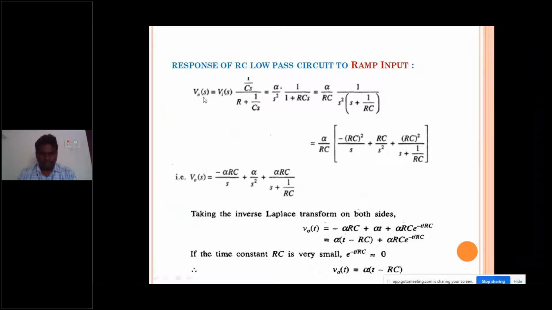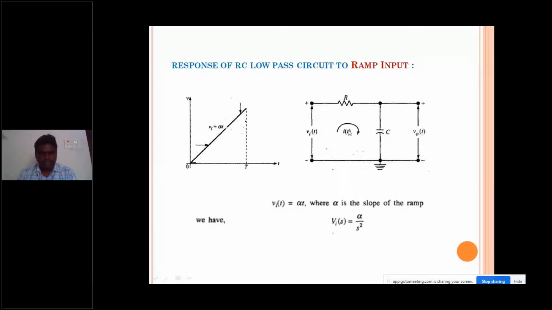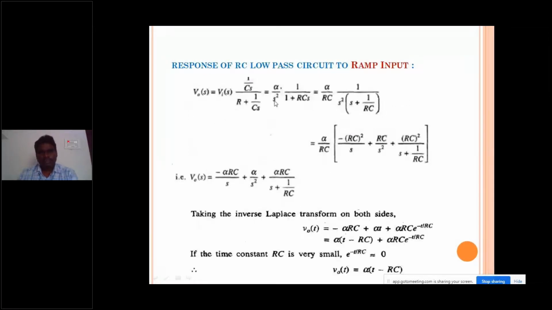The output voltage is equal to the input voltage into the transfer function, since I'm measuring the voltage across the capacitor, so I will write the formula like this in the Laplace transform. If I substitute the input voltage Vi of S, we'll get it like this. If I simplify this in the Laplace domain and take the inverse Laplace transform, finally I'm going to get V naught of T is equal to alpha into T minus RC. So if I apply a ramp input, this is the output response.